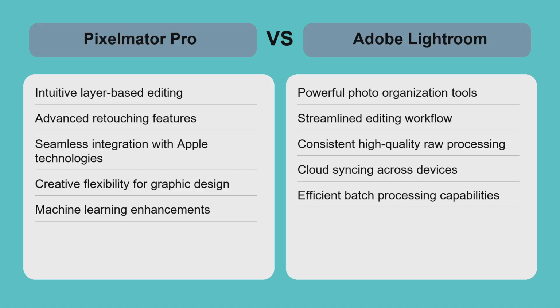If you work mainly on Mac and want an all-in-one creative tool, Pixelmator Pro offers more artistic control. Conversely, if managing thousands of photos with easy access across devices is key, Lightroom's ecosystem and features provide a smoother experience. The trade-off is between advanced creative editing versus professional photo management and raw processing.